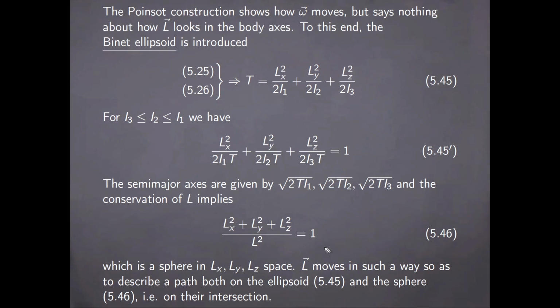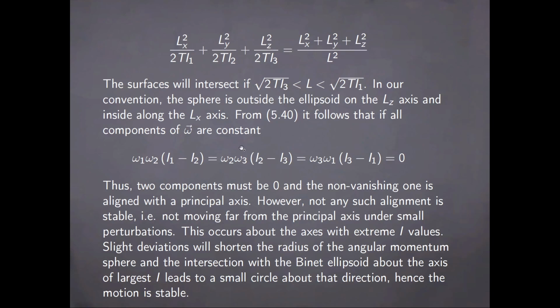So the point is that the angular momentum moves in such a way so as to describe a path both on the ellipsoid of equation 545 and on the sphere of equation 546. So it moves on their intersection. Then to find the trajectories, this inequality must hold, and you can very easily see that these surfaces intersect if the magnitude of L lies between these two values. And you can just plug them into the equation and work the algebra out to see if it makes sense or not.